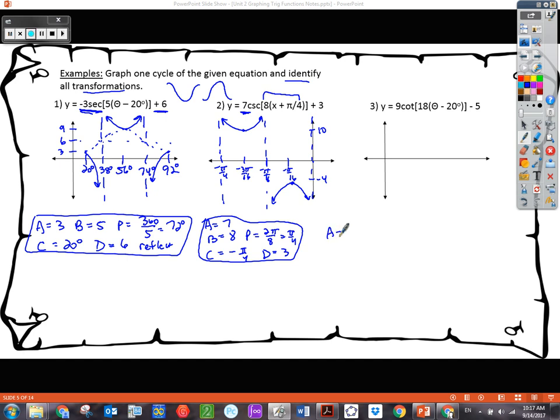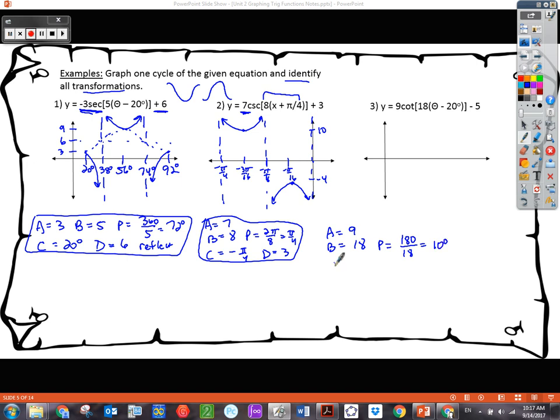Our, it's really not an amplitude for tangent, but we'll call it an amplitude. And cotangent is 9, B is 18, so that means our period, now remember it's cotangent and this is degrees, so the normal period is 180. I've caught myself several times putting 360 just because of habit, so just make a little note. You might even want to circle all the cotangents and tangents and write it before you even start your work, just to make sure that you don't make the mistake that I do, a lot of people do. So that period would be 10 degrees.